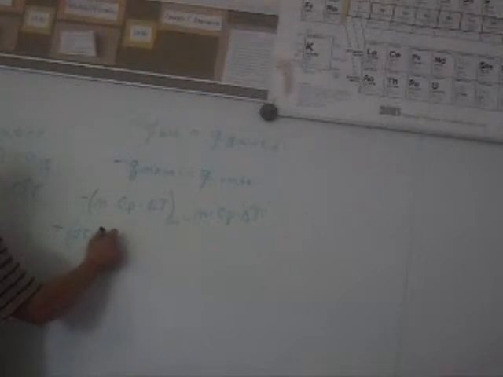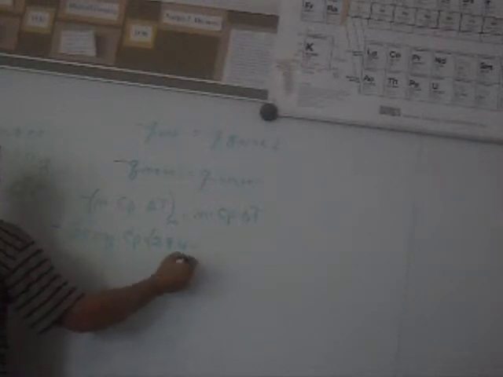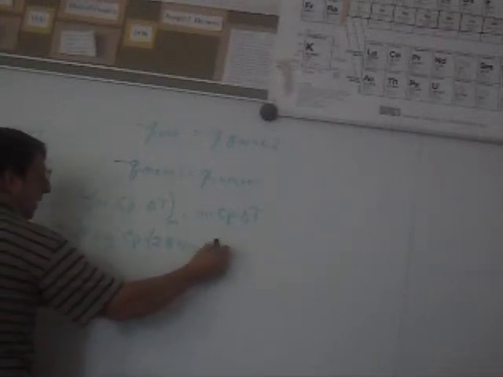The mass of the metal was 25 grams. What we're trying to find in the problem is the heat capacity of the metal. And the change in temperature, since that's always final minus initial, is 28.4 minus 98.4.